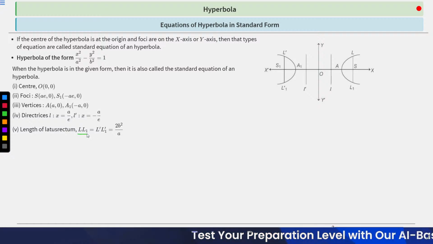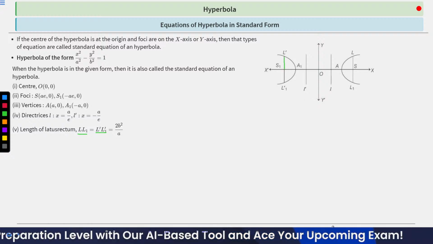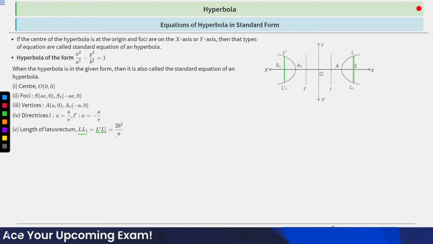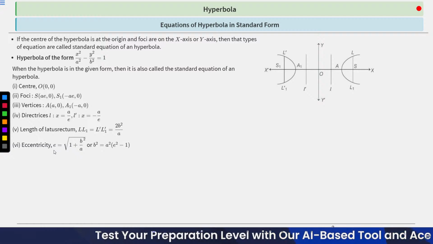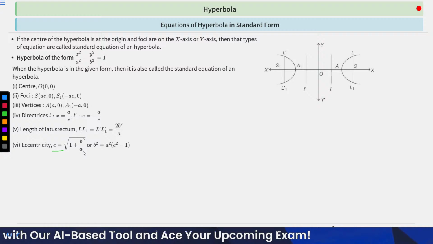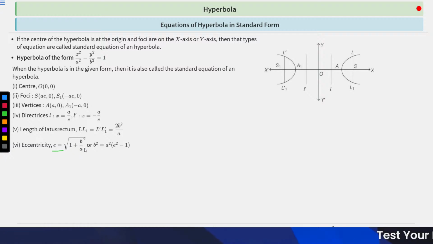Now the length of the latus rectum L L1 will be twice b square by a. The relationship between eccentricity, a and b will be e is equal to the root of 1 plus b square by a square, or b square is equal to a square times e square minus 1.